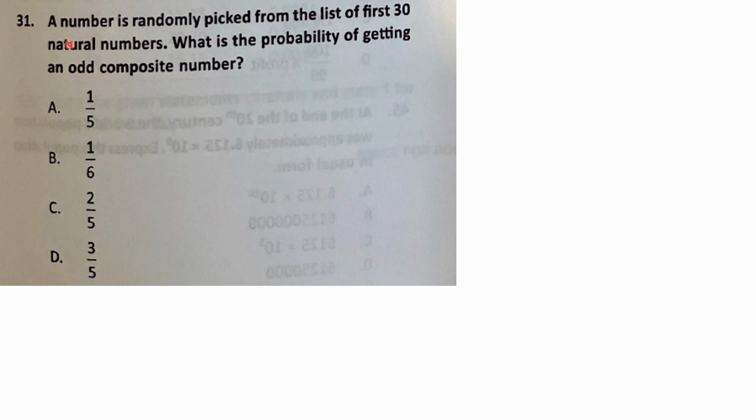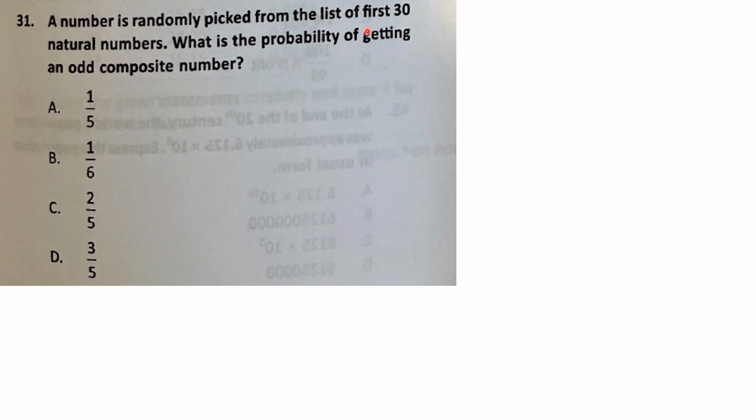Question number 31. A number is randomly picked from the list of first 30 natural numbers. What is the probability of getting an odd composite number? First of all, what is the meaning of composite number? Composite number means a number which is having more than two factors.